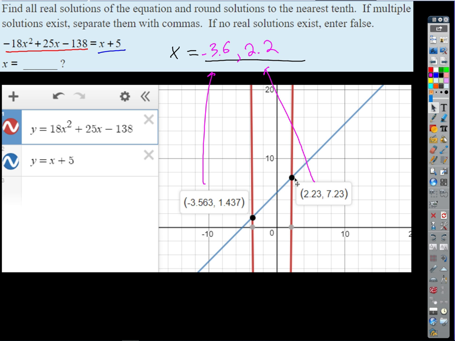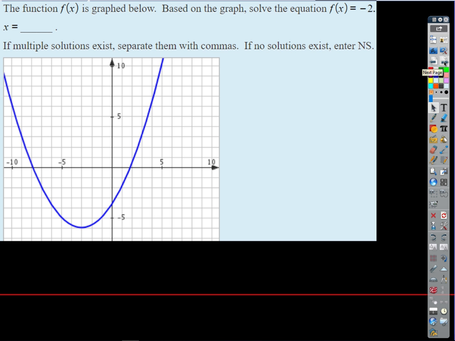And so here are the intersections. Well, we're trying to solve for x, aren't we? So we just need the x coordinates of the intersections, so negative 3.6 and positive 2.2. There you have it, right? That's it. Now, these can be a little bit tricky.